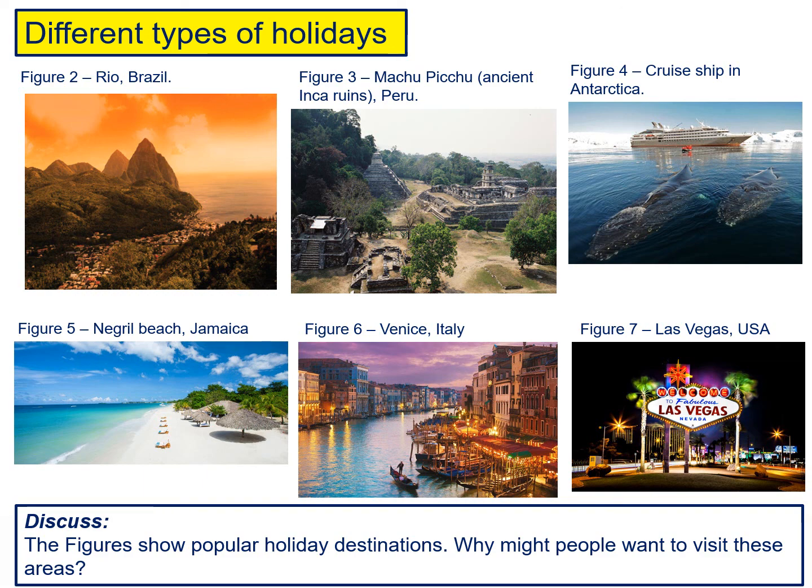So for example, figure 2. Why would people want to go and visit Rio in Brazil? Rio de Janeiro, big city in Brazil. Why would they want to go there? And then figure 5, why would they want to go to Negril Beach in Jamaica? I really don't know. Have a look at this picture. What can you see in the picture that would make you think why people would want to go there? Pause this video and give yourself 5 minutes.